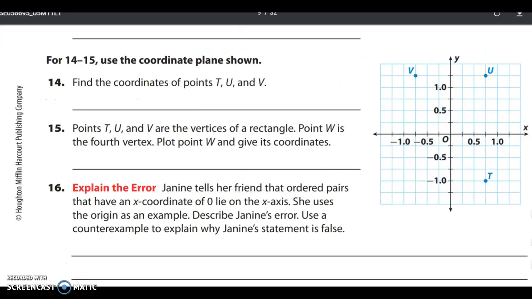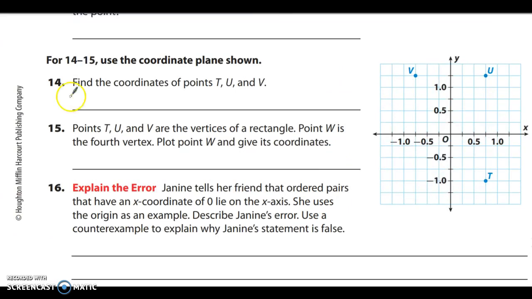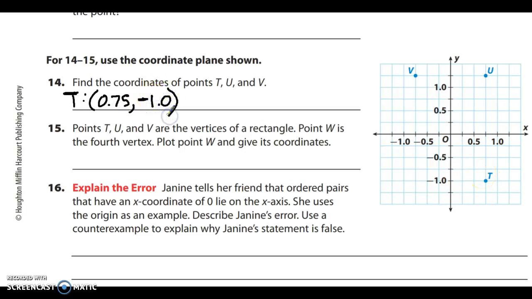So find the coordinates of T. T is over to the right 75 hundredths, and then T is down, so I know it's a negative. I haven't counted yet. Actually, you don't even have to count. It's just right here on the negative 1.0. Negative 1 or 1.0. There's T.